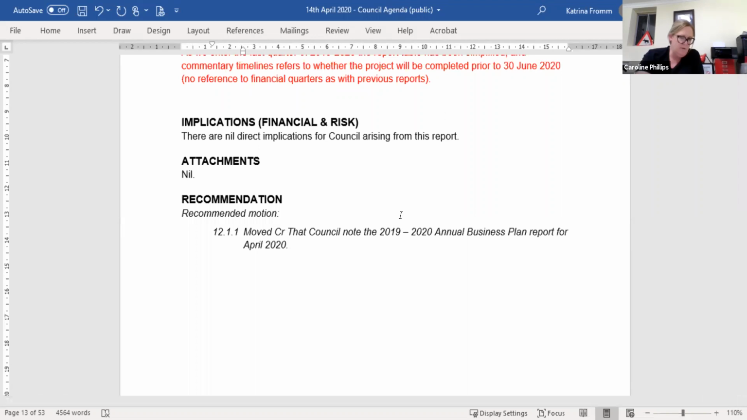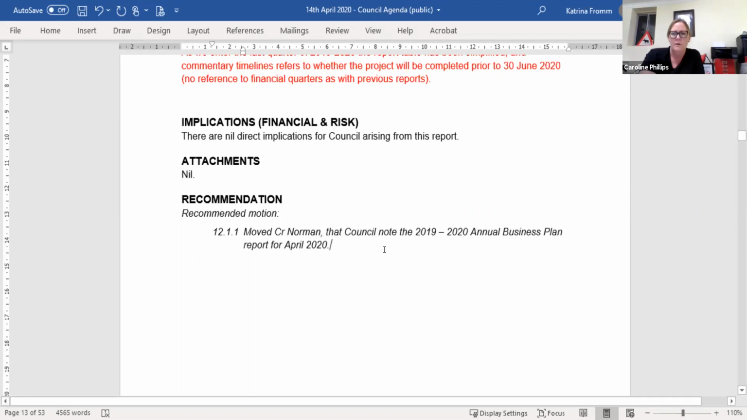Just at the top here, council note the 1920 annual business report for April. Do I have a mover? Councillor Norman, seconded by Councillor Zaddo. All those in favour? It's carried.